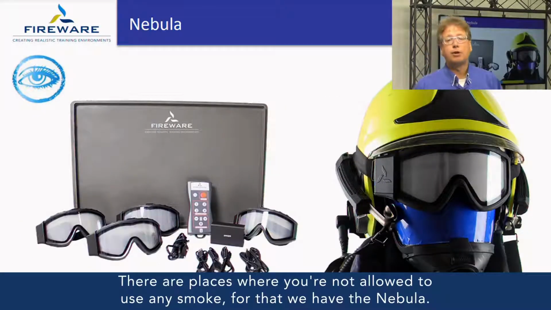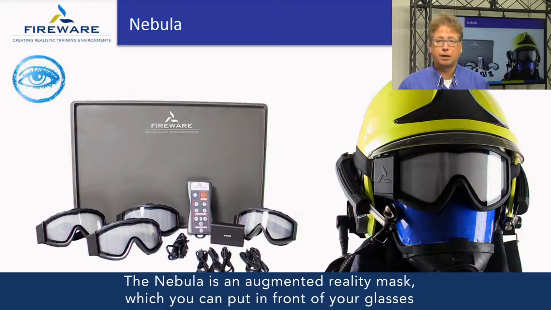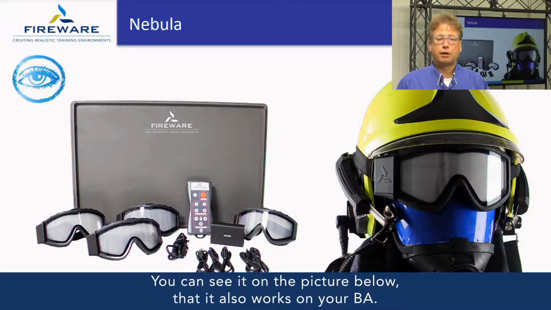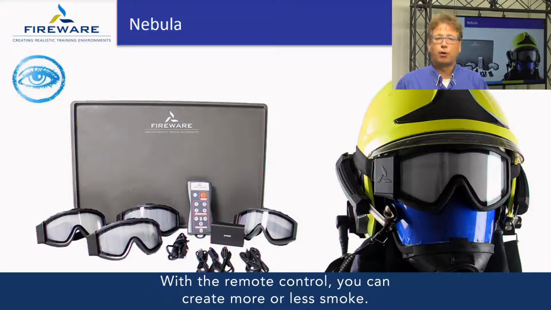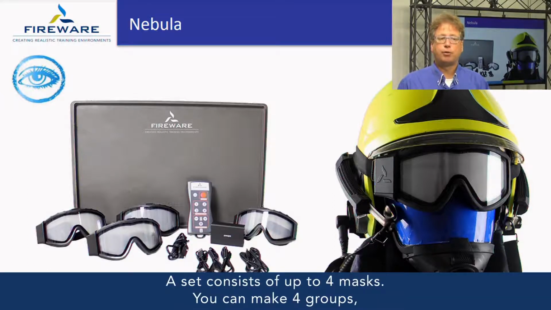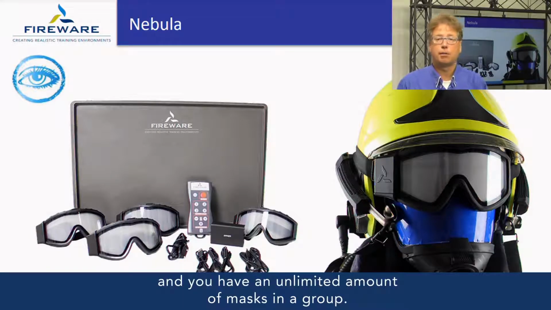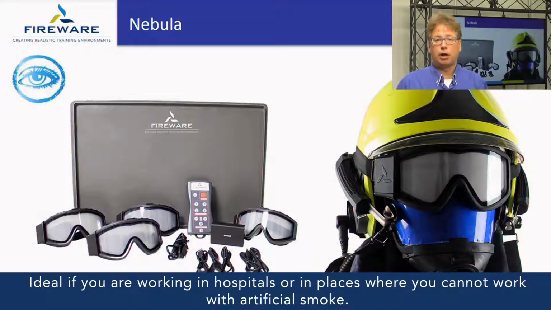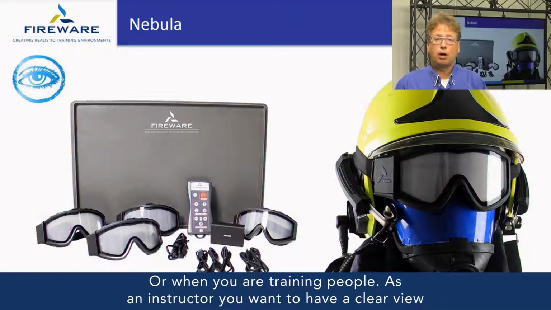There are places where you're not allowed to use any smoke. So we have the Nebula. The Nebula is an augmented reality mask you can put in front of your glasses or your BA apparatus. We have several modification pieces; you can see in the picture below that it also works on your BA. And with the remote control, you can give more or less smoke. Up to 4 masks in a set, and you can make 4 groups, with an unlimited number of masks in a group. Ideal if you are working in hospitals or places where you cannot work with artificial smoke, or when you are training people.